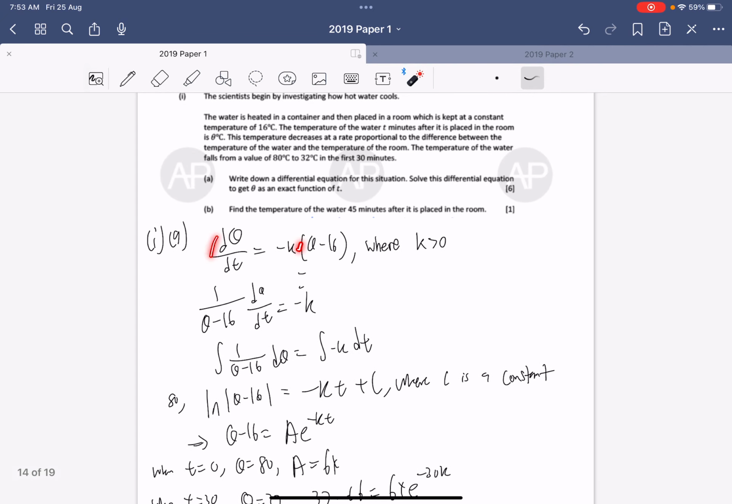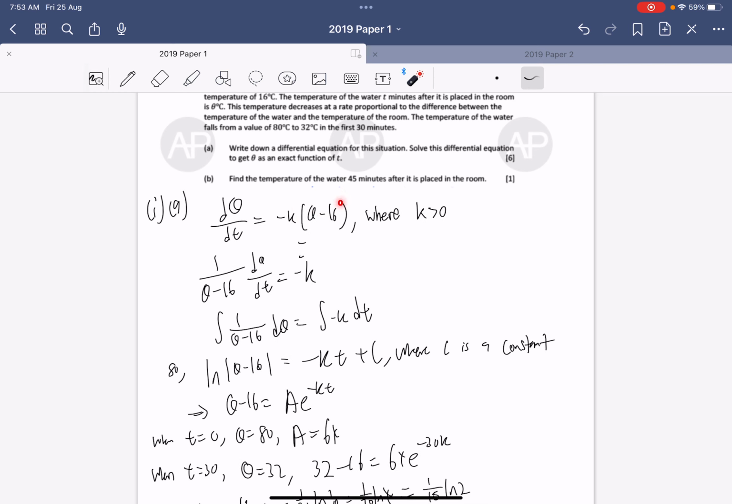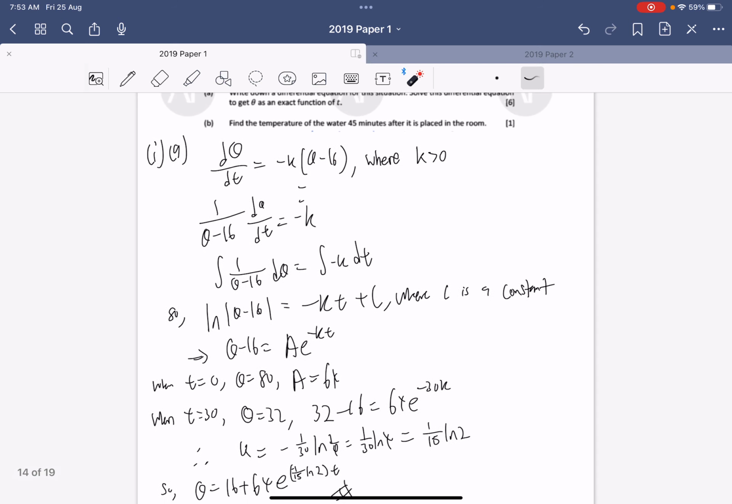Then you want to integrate this using variable separable, so you divide this portion, which is non-constant, over. Then you integrate 1 over theta minus 16, and on the other side integrate minus k. So this part is just ln theta minus 16, and this part is just minus kt plus c, where c is a constant.